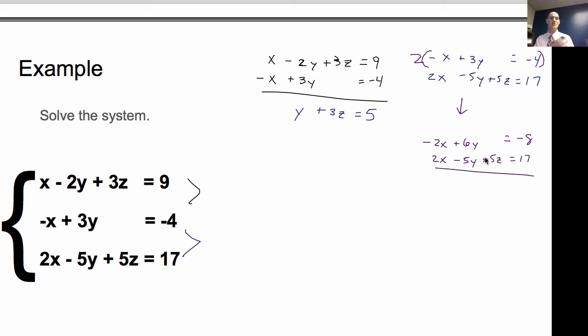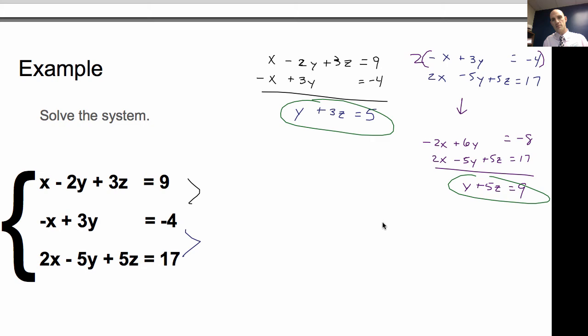This isn't too bad because, as you can see, I just pair them up and eliminate one variable. I eliminated x in the first one, so I'm eliminating x in the second one. No x, and then I've got y plus 5z equals 9. So this gives me two new equations. This is what I've got left. Now the system that I'm going to solve is y plus 3z equals 5 and y plus 5z equals 9.